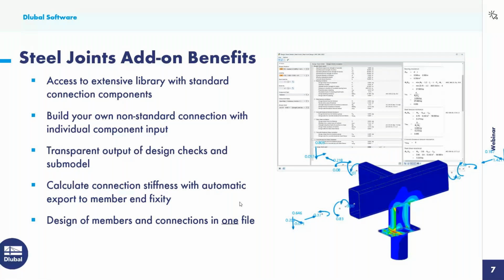We can also calculate the true connection stiffness, so the axial and rotational stiffness of this connection, and we now have the ability to automatically export this stiffness back out to the global model in RFEM for the member end fixity. And finally, this leads to the design of the members and the connections in one file. We no longer have to export out member end forces to a third-party program every time the model updates. We don't have to re-export those forces; rather, everything is working together again in one file.